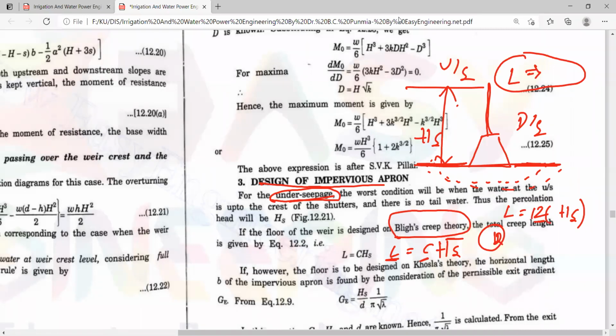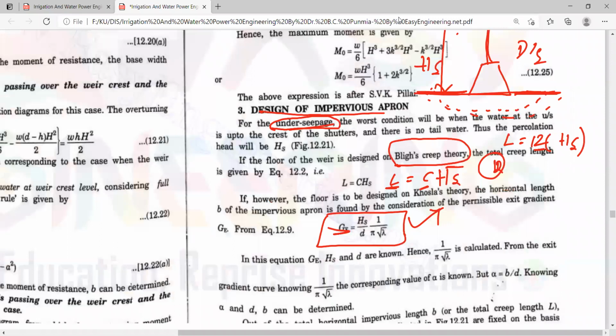We can also calculate the exit gradient. This is the formula according to Khosla's theory. Khosla's theory is in our curriculum, I think it is available after the second unit. In this theory, we can see the exit gradient concept. We will see that.